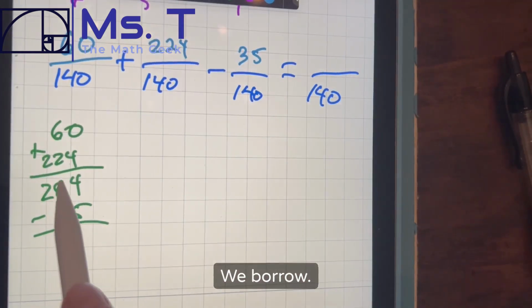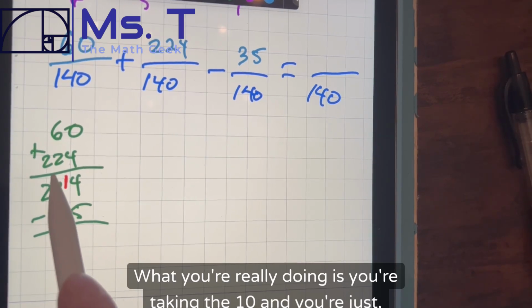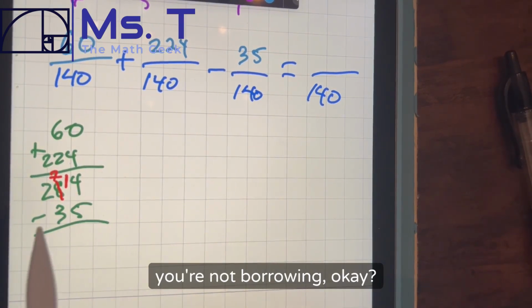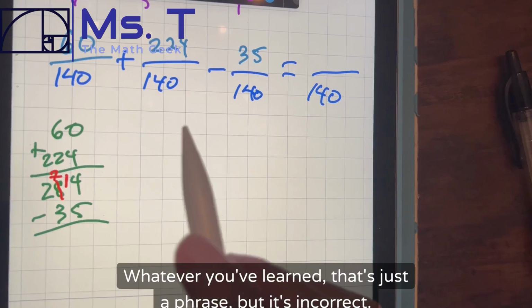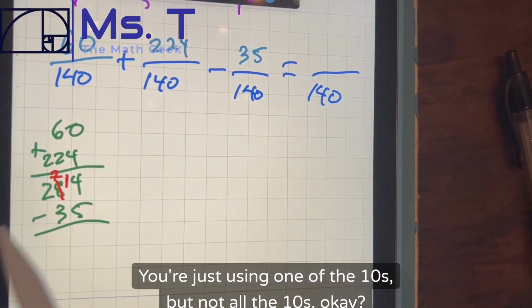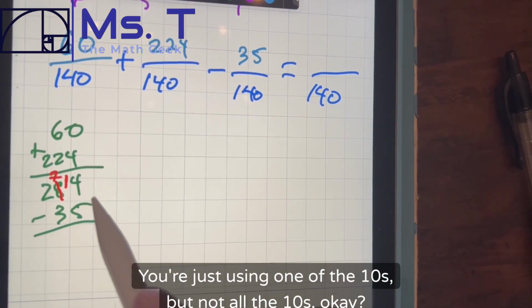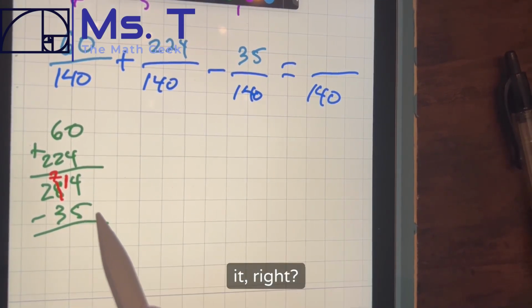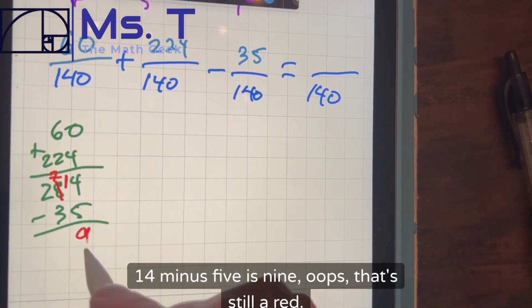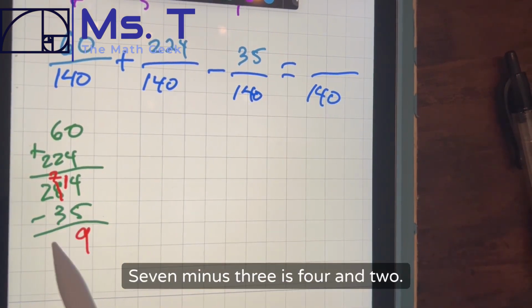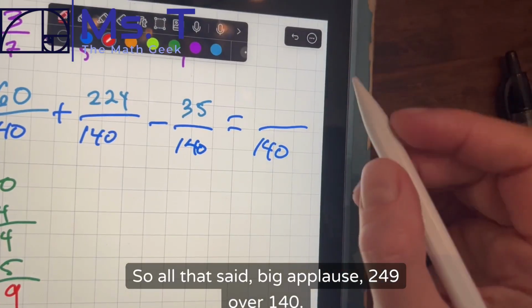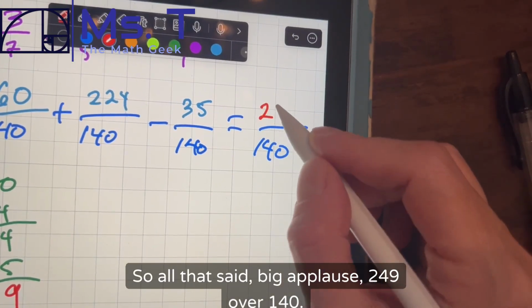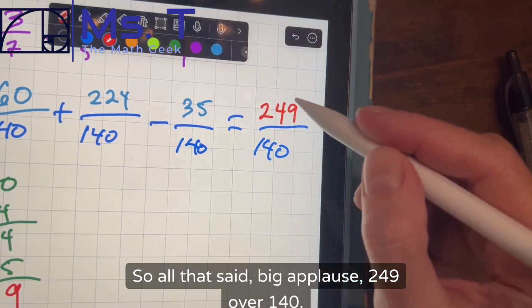We borrow. What you're really doing is you're taking the 10, and you're not borrowing, okay? Whatever you've learned, that's just the phrase, but it's incorrect. You're just using one of the 10s, but not all the 10s, okay? It's like changing in a $10 bill, but you only really needed $1 out of it, right? You don't need to take all of it. 14 minus 5 is 9. 7 minus 3 is 4 and 2. So all that said, big applause, 249 over 140.